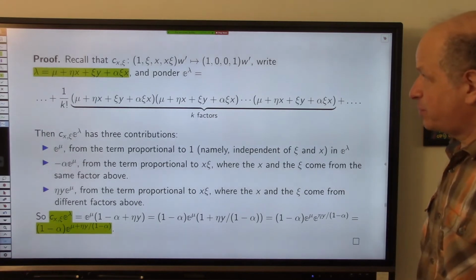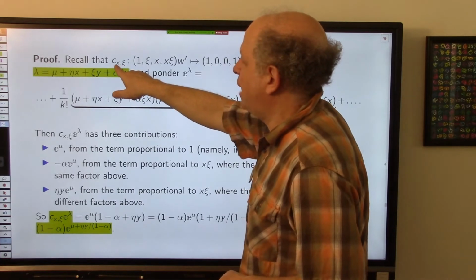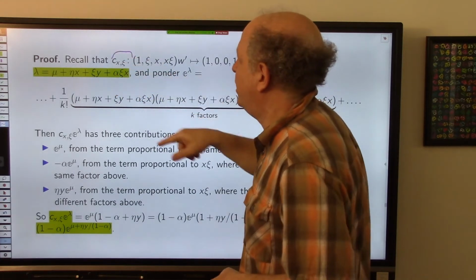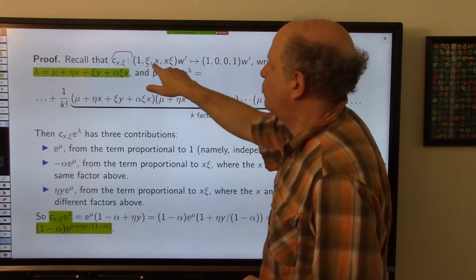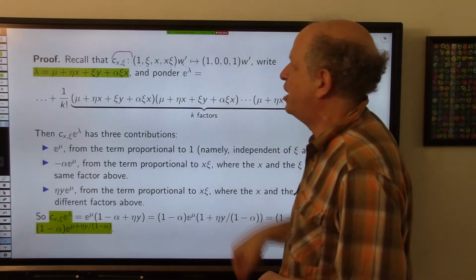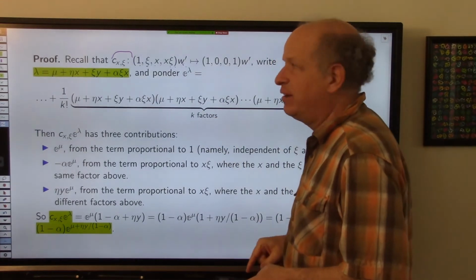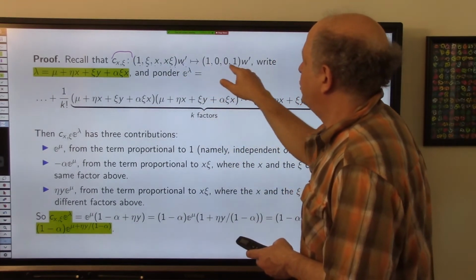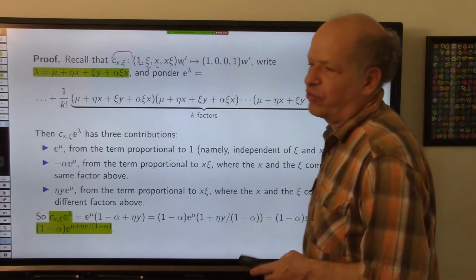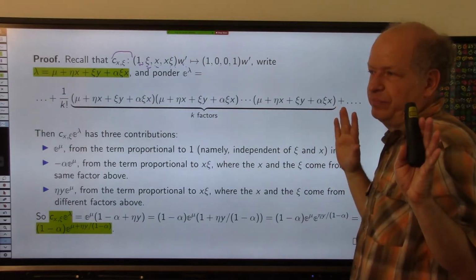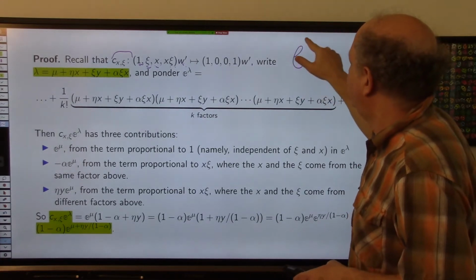So, proof. First of all, recall how the contraction was defined. If you want to contract 1 times w prime, or xi times w prime, or x times w prime, or x psi times w prime, where w prime is independent of x and xi, then you get 1, 0, 0, 1 times w prime, depending on which case you started from. I'm just recalling what contraction is. Now, suppose I want to contract an exponential. So I want to contract e to the lambda.